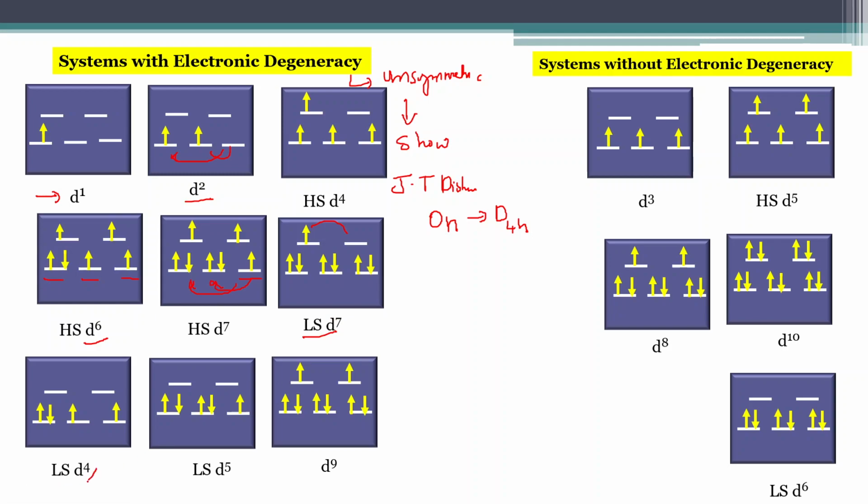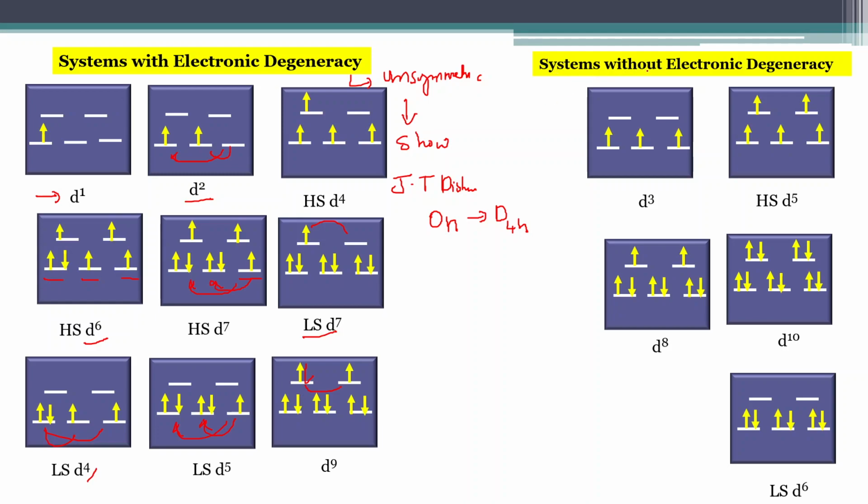In d4 low spin, the paired electron can be in either of these orbitals. In the low spin d5, it can be here or here. In the d9 configuration, the paired electron can be here or here. So these arrangements have electronic degeneracy, or they are unsymmetrical arrangements, and they show Jahn-Teller distortion if the molecular system is nonlinear.